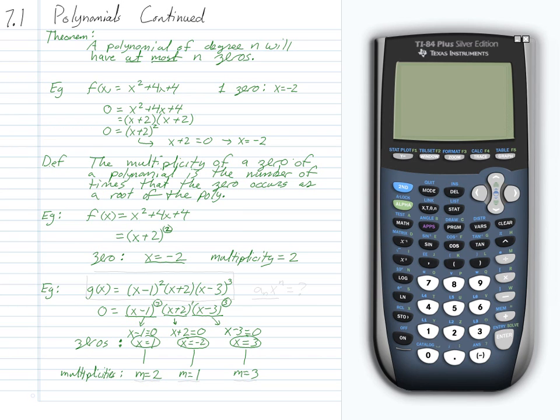So you can see that every single 0 has a multiplicity associated with it. If a number is a 0 of a polynomial, and that factor that gave it to us occurs 2 times, then its multiplicity is 2. If the factor which gave us that 0 only occurs once, then it has a multiplicity of 1. So the smallest multiplicity we can expect to find is going to be 1.